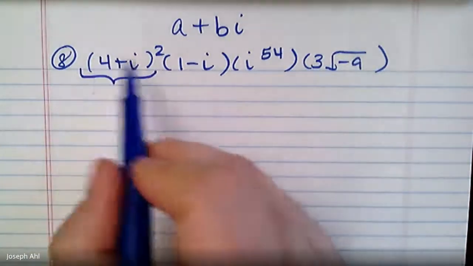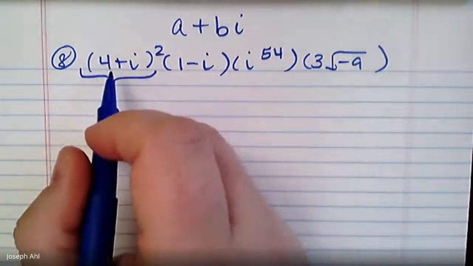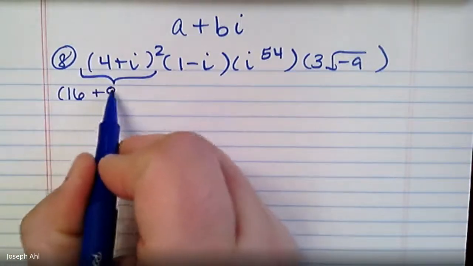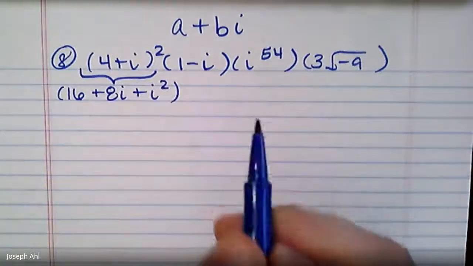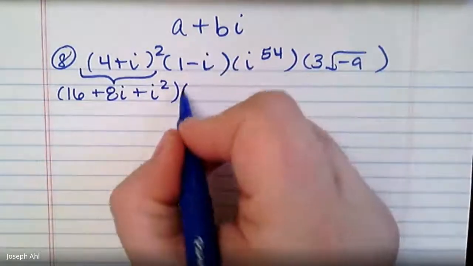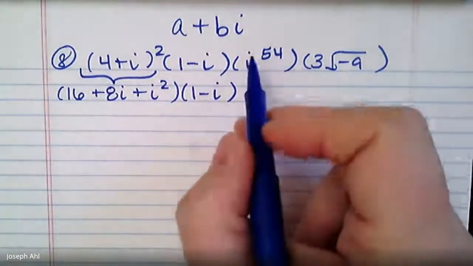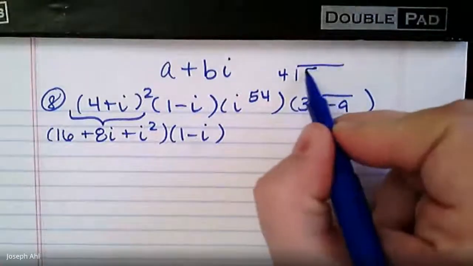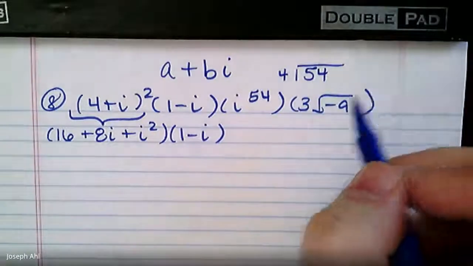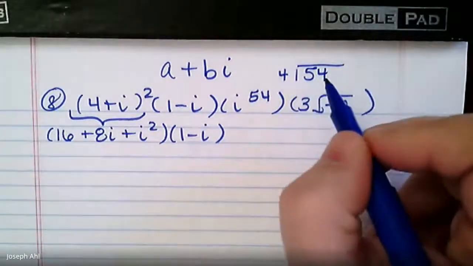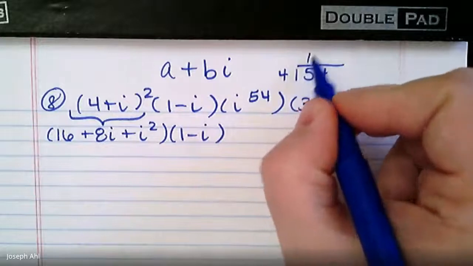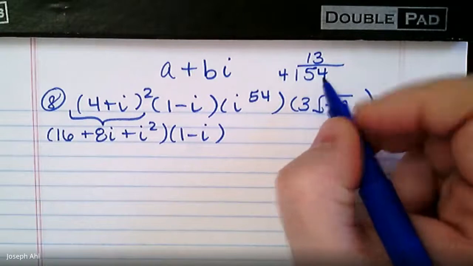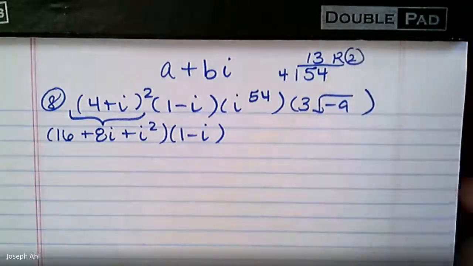(4 plus i) squared, you've got to do some box method or FOIL there to get the following. You're going to get 16 plus 8i plus i squared. That's what that is. Okay, times (1 minus i). I'll hold off on that for now. i to the 54th, you have to think about how many times 4 goes into 54 evenly, because remember, it's all about the remainder that we get. And it turns out 4 goes into 54 evenly 13 times. 13 times 4 is 52.